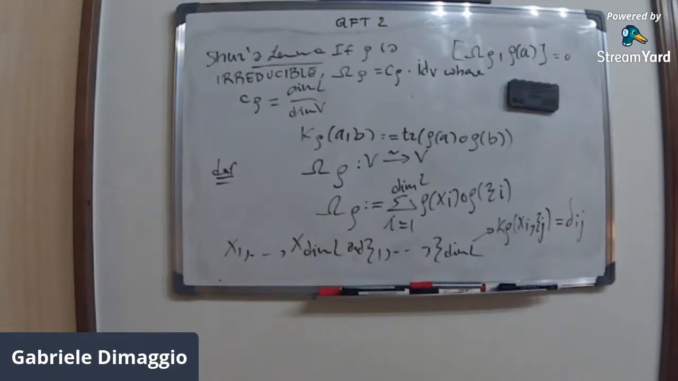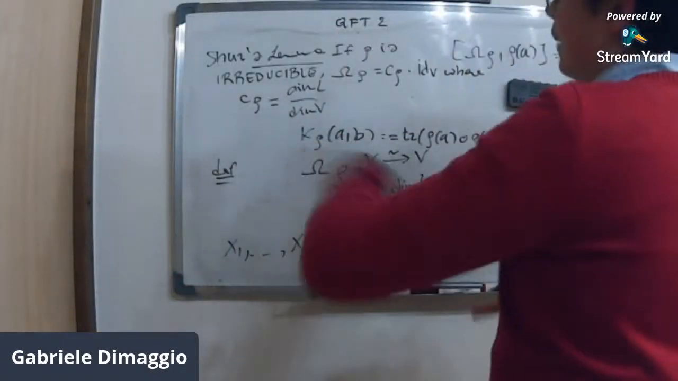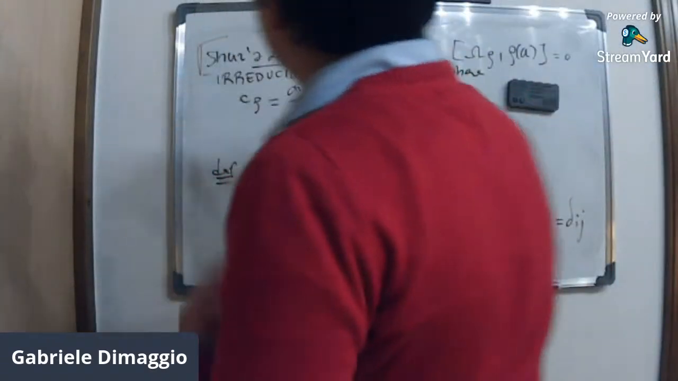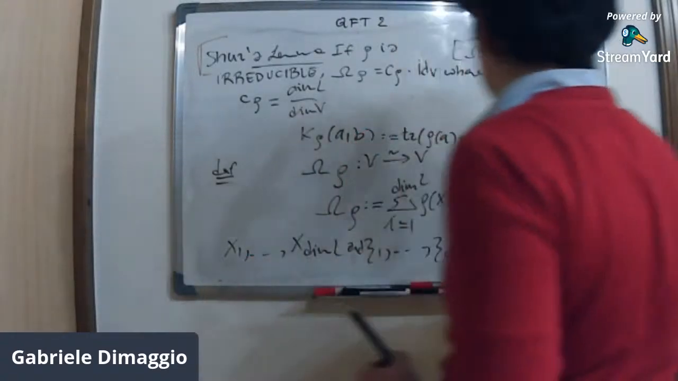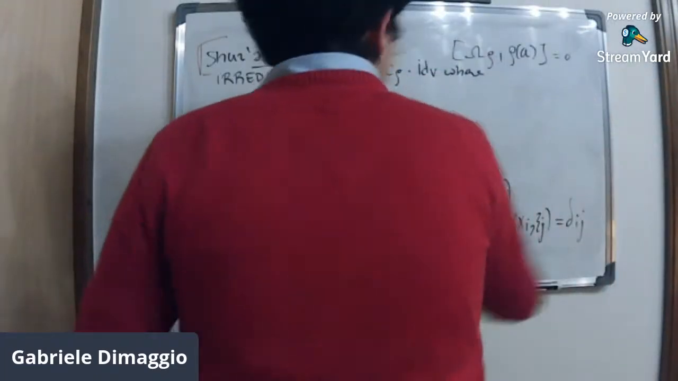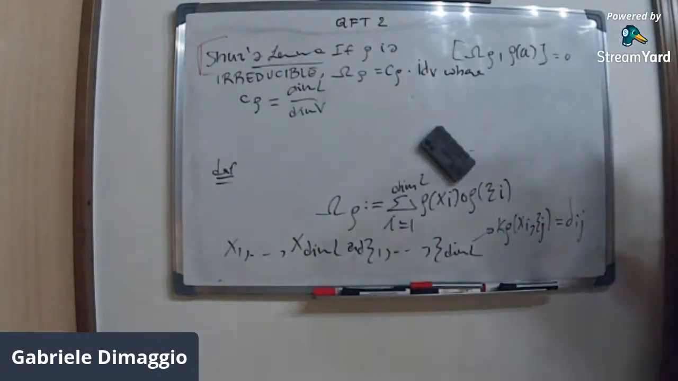Now, Schur's lemma is very important. It's very famous. And the last definition of this lesson is the representation of a Lie group G.